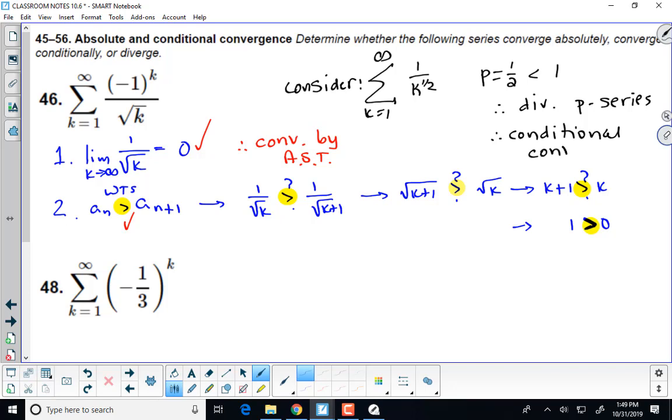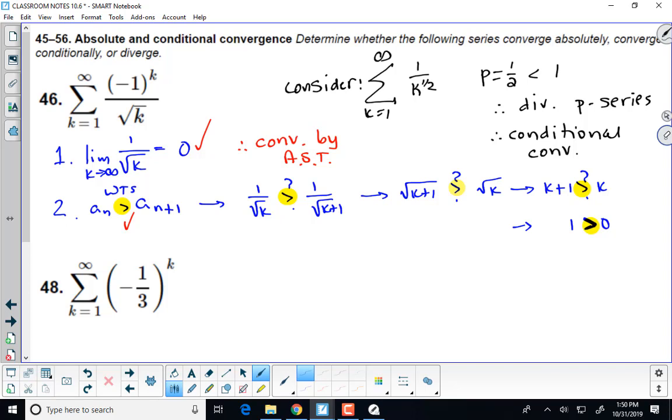Always stipulations. How come we ignored the alternation for the limit as well? That's what the alternating series test says to do. The alternating series test says, look at the magnitudes. If the limit of the magnitude is zero and the magnitudes are getting smaller, then it converges. So that's the alternating series test.